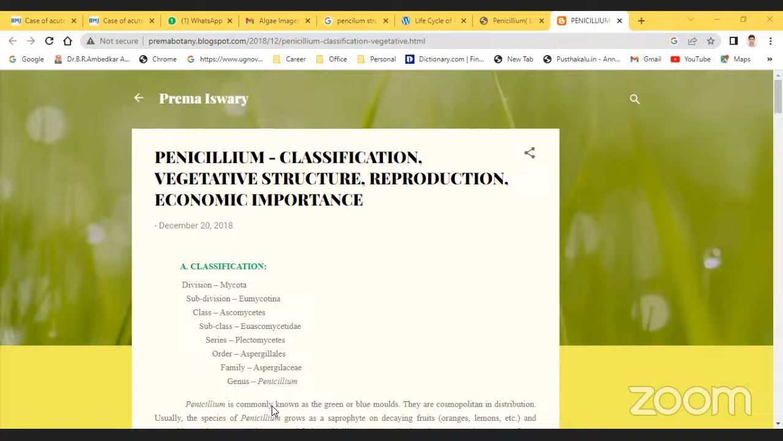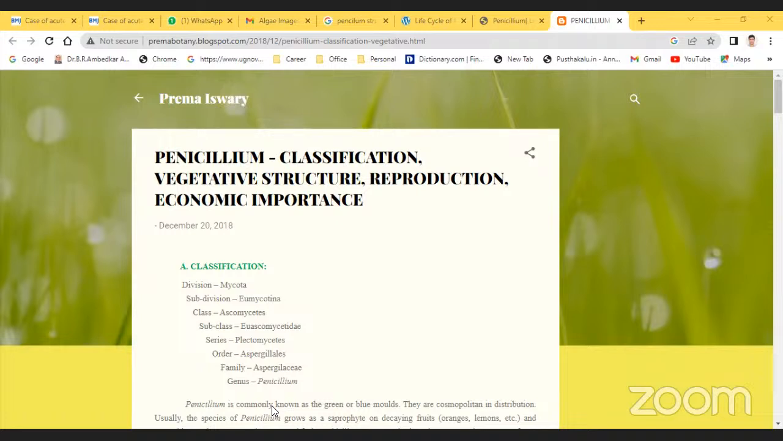Penicillium, according to our syllabus, belongs to the ascomycetes, right? What are the examples of ascomycetes? Aspergillus, Penicillium, and Claviceps. Okay. Before we discuss Penicillium, we will once again recollect the ascomycetes.